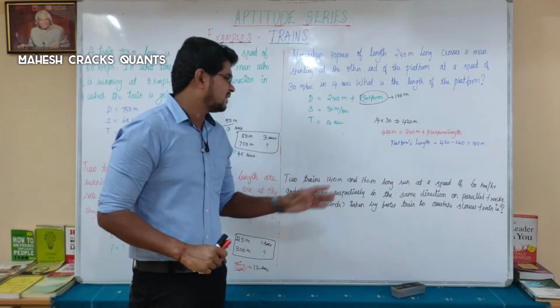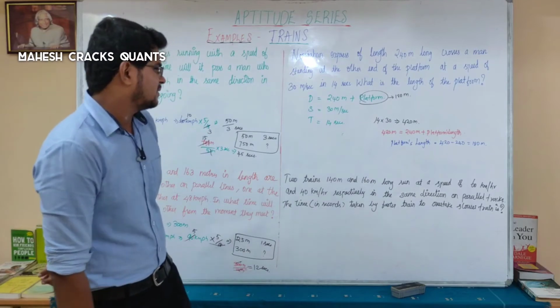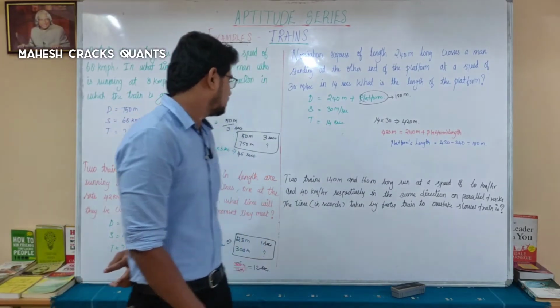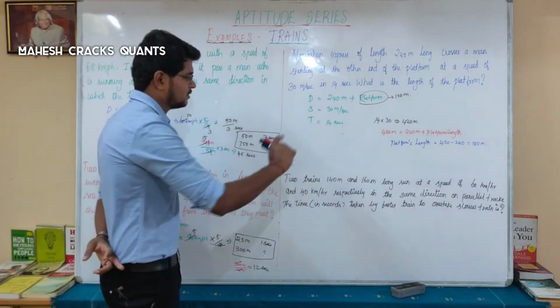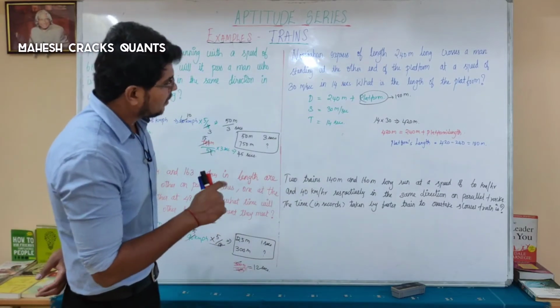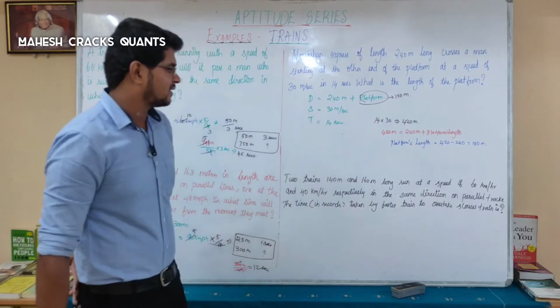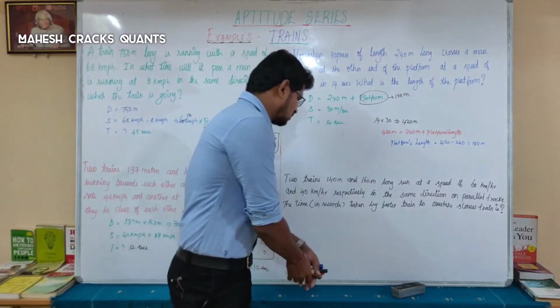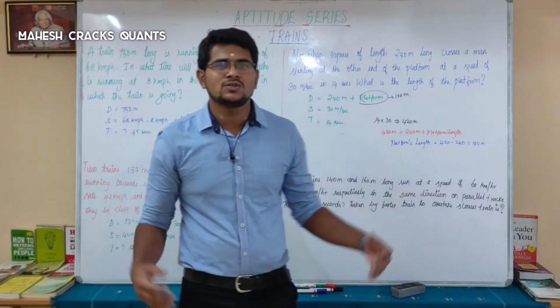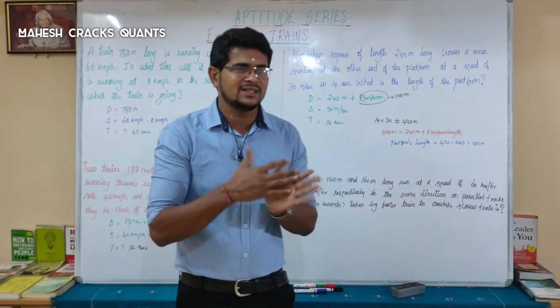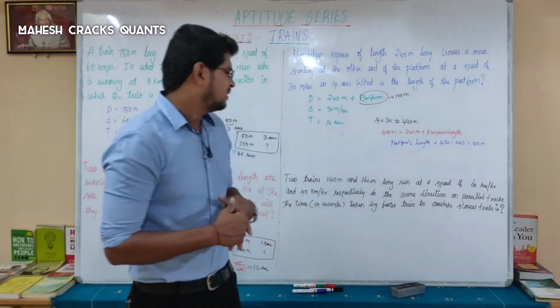Two trains 140 meters and 160 meters long run at speeds of 60 km per hour and 40 km per hour respectively in the same direction on parallel tracks. What is the time in seconds taken by the faster train to overtake the slower train? So here is also the same kind of question. Two trains, but running in the same direction.